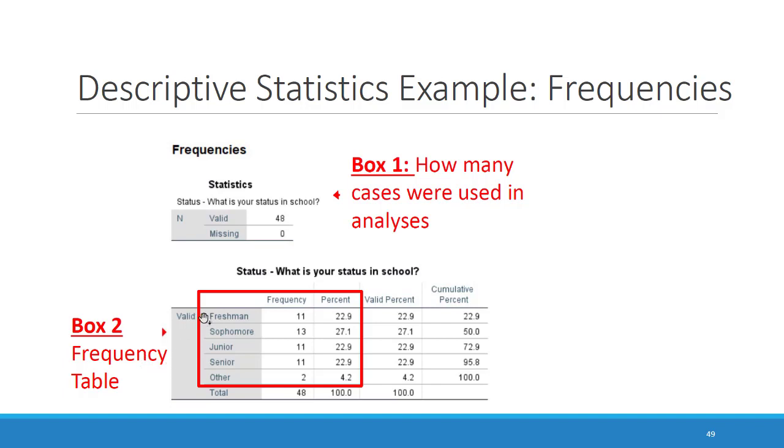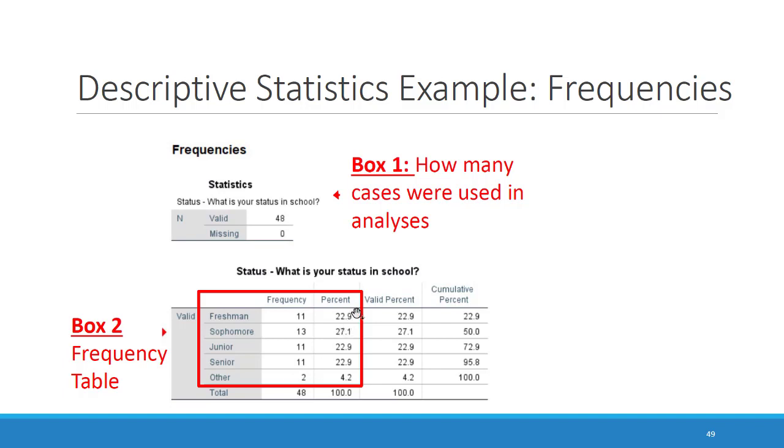So it gives you all of the labels that you have entered into SPSS or that already exist in SPSS for your variable. In this case, status is freshman, sophomore, junior, senior, or other. And then it gives you the number or the frequency of individuals that fall into each category. So there are 11 freshmen, 13 sophomores, 11 juniors, 11 seniors, and 2 that fall into the other category.